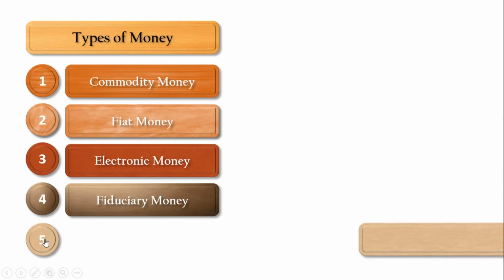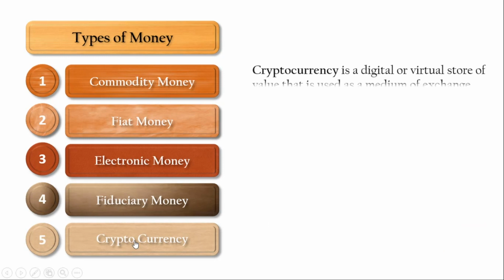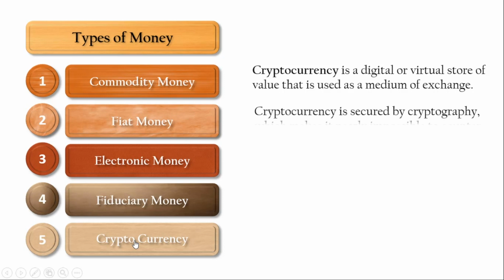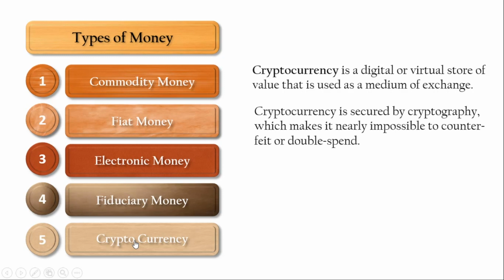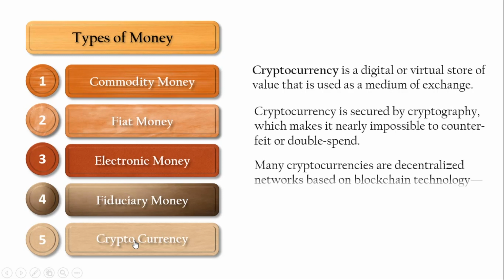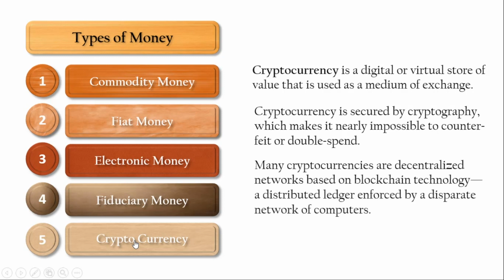5th, cryptocurrency. Cryptocurrency is a digital or virtual store of value that is used as a medium of exchange. Cryptocurrency is secured by cryptography, which makes it nearly impossible to counterfeit or double spend. Many cryptocurrencies are decentralized networks based on blockchain technology as a distributed ledger enforced by a disparate network of computers. So these are the 5 types of money.